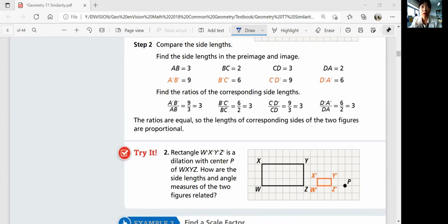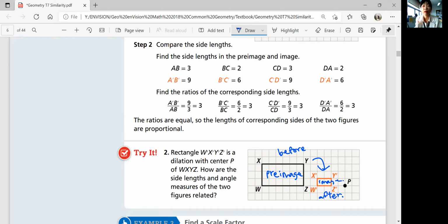Okay, so rectangle W prime, X prime, Y prime, Z prime is a dilation with center P of W, X, Y, Z. How are the side lengths and angle measures of the two figures related is the question. From here to here, you should always remember that the primes are for after the transformation. So X, Y, W, Z is your original figure. X prime, Y prime, W prime, Z prime is your image. So pre-image and image, okay? Before and after.